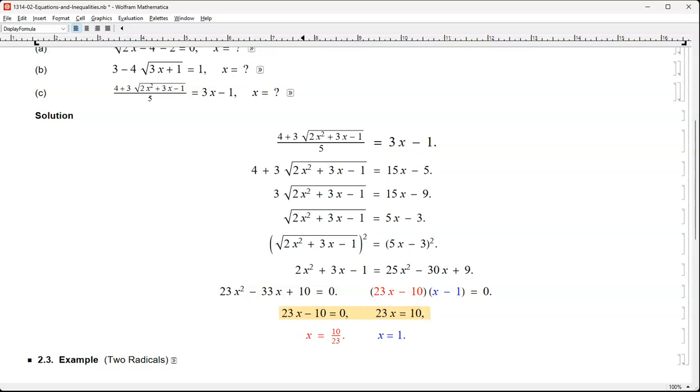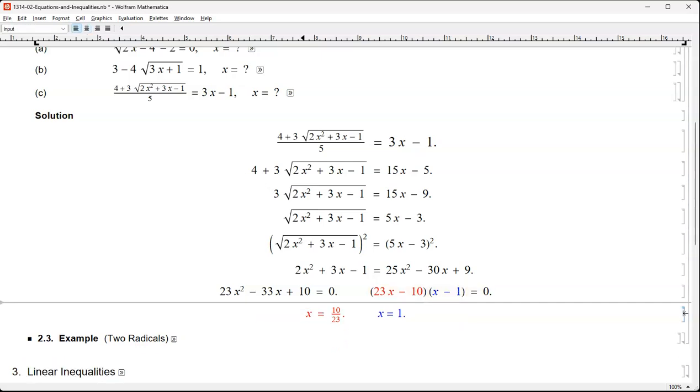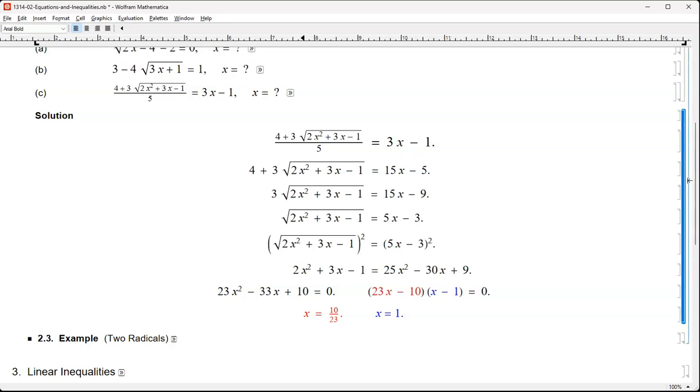Flipping, change the sign. x is 10 over 23 like this. And you can do the same thing for the other as well. But it's okay to skip steps like this. So what do we have? We have these two solutions.